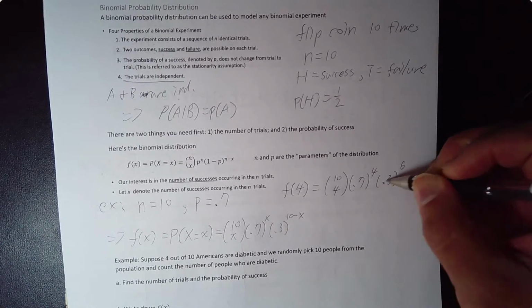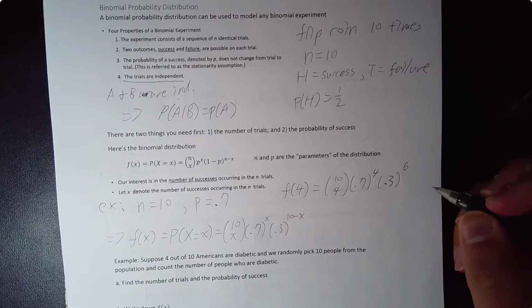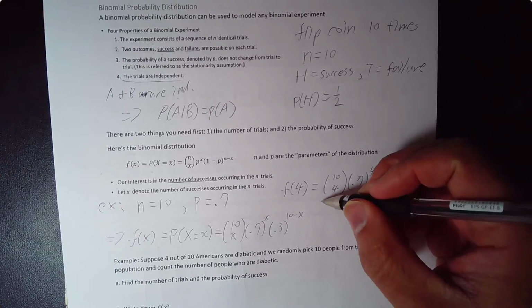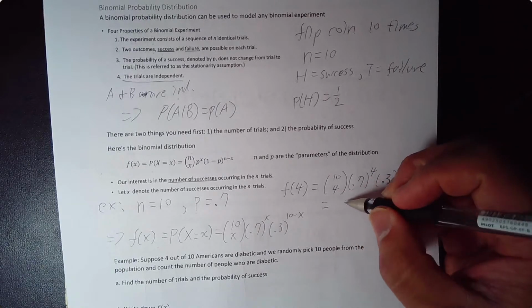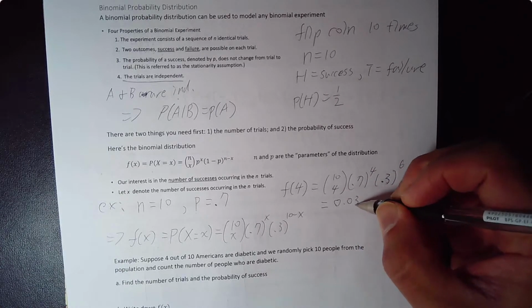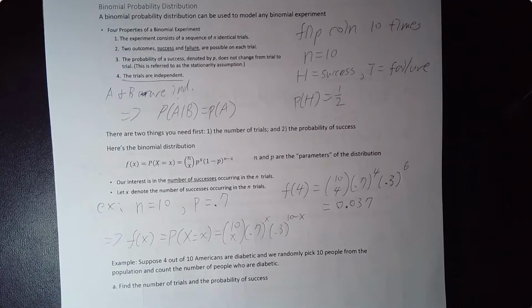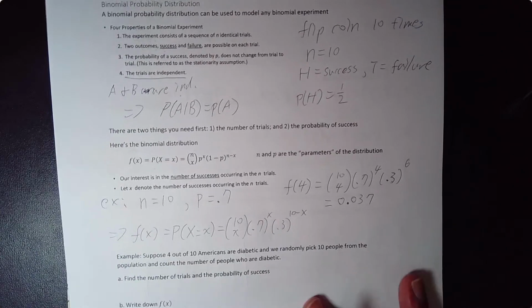So you can just go ahead and put that in your calculator, and if you get it right, what you will get is 0.037. If you don't know how to use the calculator, or if you don't have a graphing calculator, there are numerous apps in the App Store that you can use. If you have any questions, please email me and let me know.